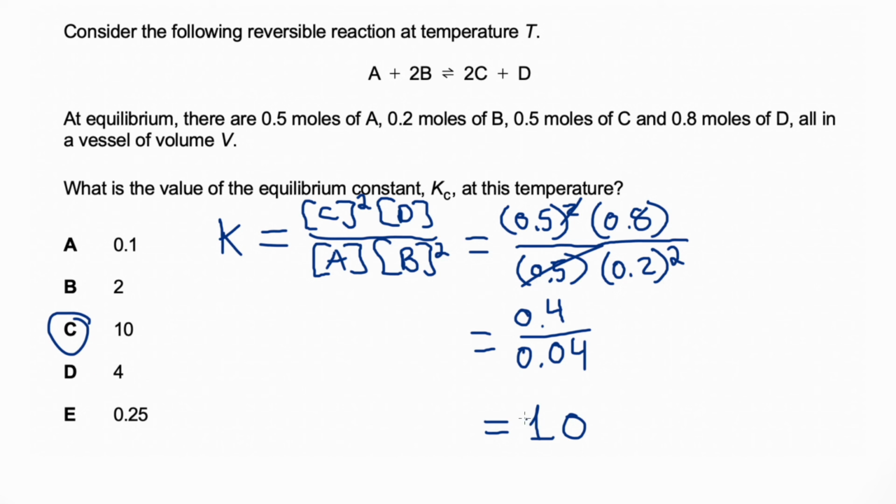So when we have the value of 10, remember I mentioned that if K is bigger than 1, that means we have more products than the reactants. The concentration of the products is higher than the reactants. And that's exactly what we have here. The concentration of C and D is going to be 10 times higher than the concentration of A and B.